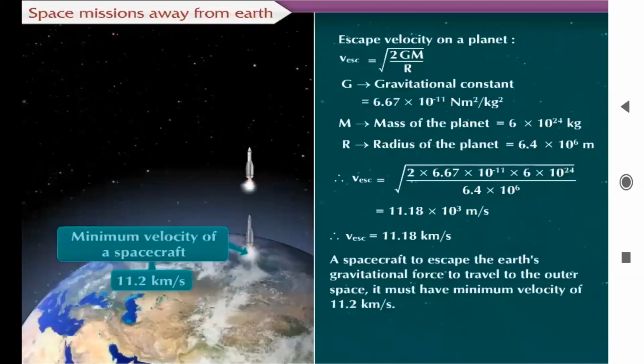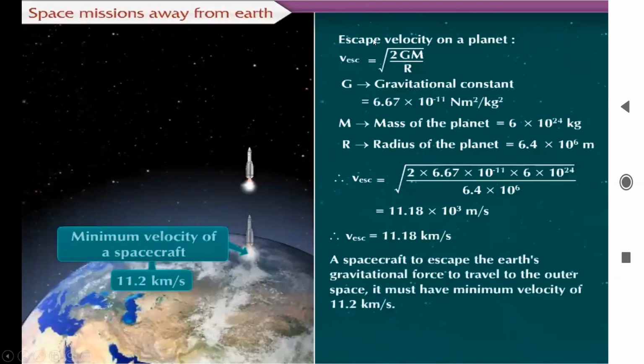See students, can you see the photograph here? A launcher vehicle, a rocket, is launching a spacecraft with the help of the launcher vehicle, right? So the minimum velocity of a spacecraft should be 11.2 kilometer per second. Initial velocity should be this one. Now how have we calculated this, students?